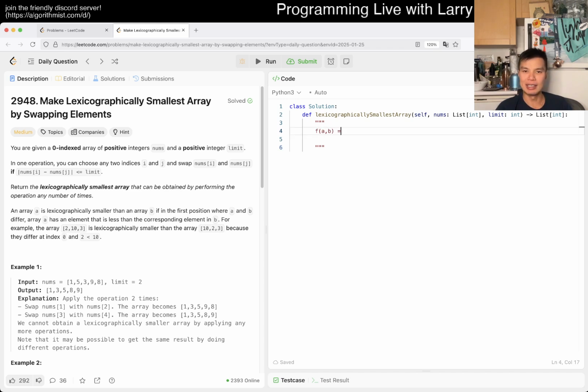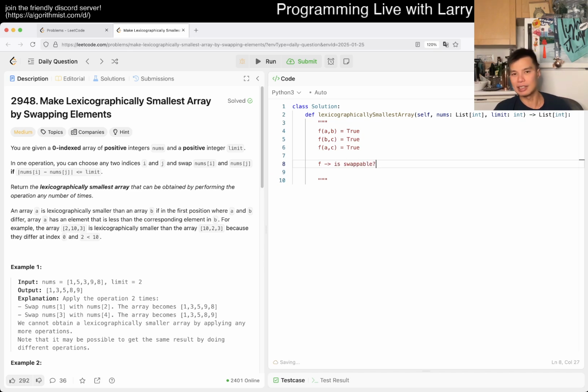What I mean by that is that if you can swap, if f of A, B is true, in this case, what do I mean by transitive? It implies that f of A and C is equal to true. In this case, f is swappable, right? And in this case, it is true. I don't know if there's a strict proof, but you can just do a three-example thing, right?